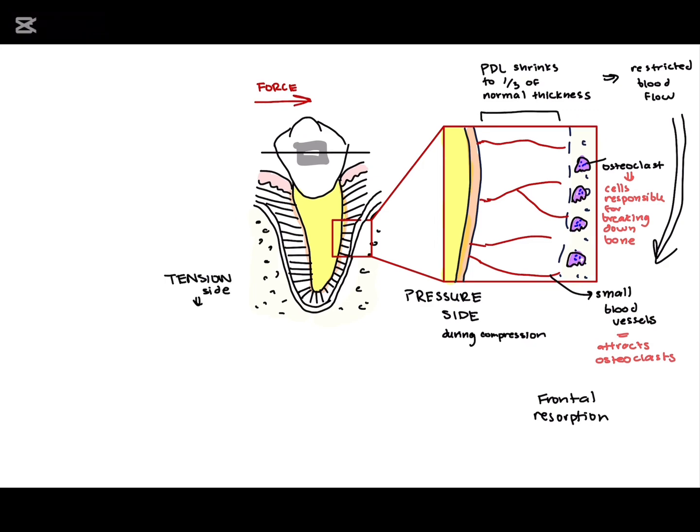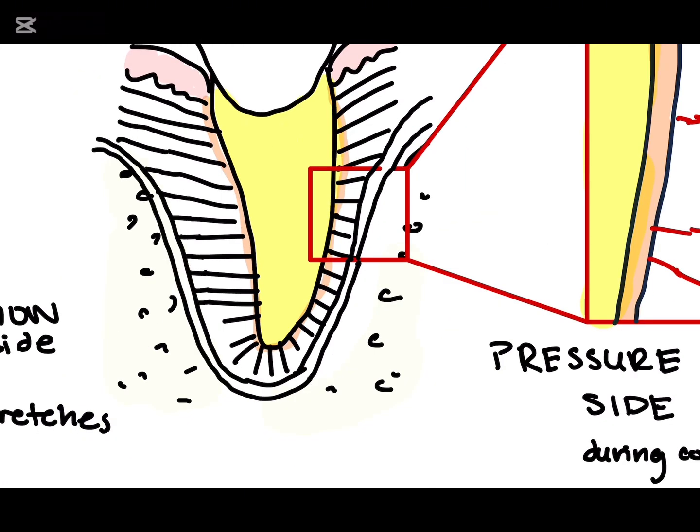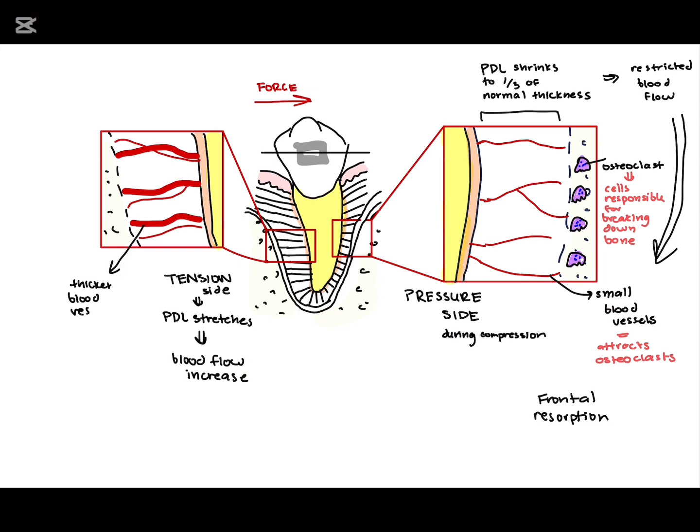Meanwhile, on the tension side, the PDL stretches. As the PDL stretches, the blood flow increases. This increase in blood flow can be seen by the thicker blood vessels. Additionally, this increase in blood flow attracts osteoblasts, also known as the bone-building cells. The osteoblasts will lay down new bone so that the tooth stays stable in its new position.